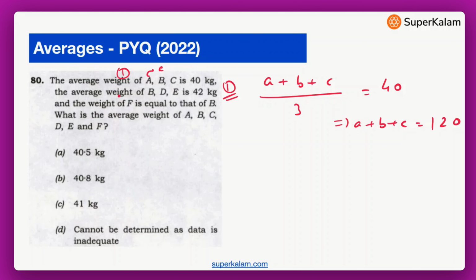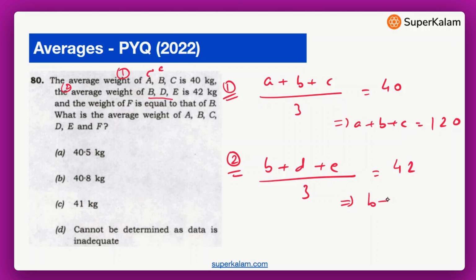Now the second statement says that the average weight of B, D, E is 42 kg. So the second statement says b plus d plus e, and the average will be written like this, divided by 3, and this is equal to 42. So what can we say through this? That b plus d plus e is equal to 126. Right or wrong? Correct. We can take 3 here, 42 into 3 is 126. So this is the second statement.